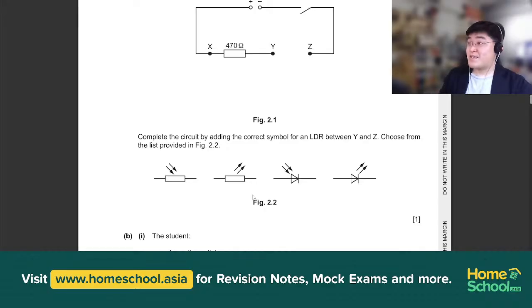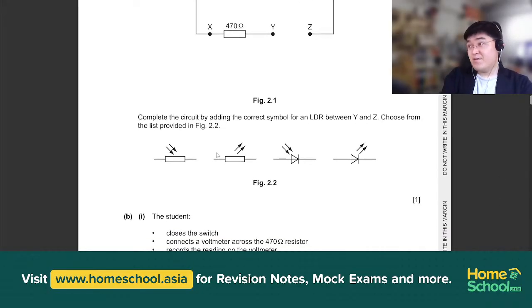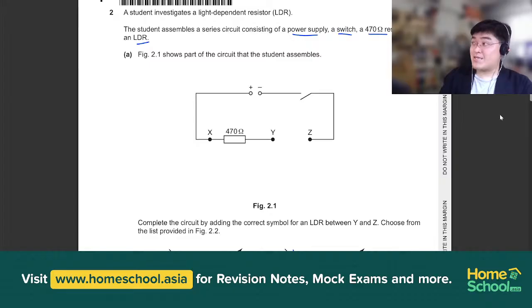First things first, what exactly are these? An LDR is a light dependent resistor. These are diodes. This is an LED, so this is also wrong. We don't take this. This looks a bit more correct, and this is wrong. So this is actually our LDR, the correct one. Now that we have selected our symbol, let's slot this into Y and Z over here. Here's our power supply, this is our switch, this is the 470 ohm resistor, and our LDR should go somewhere around here.